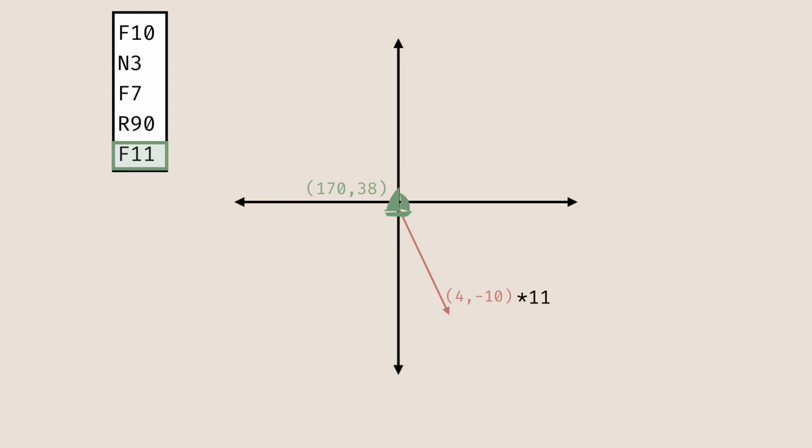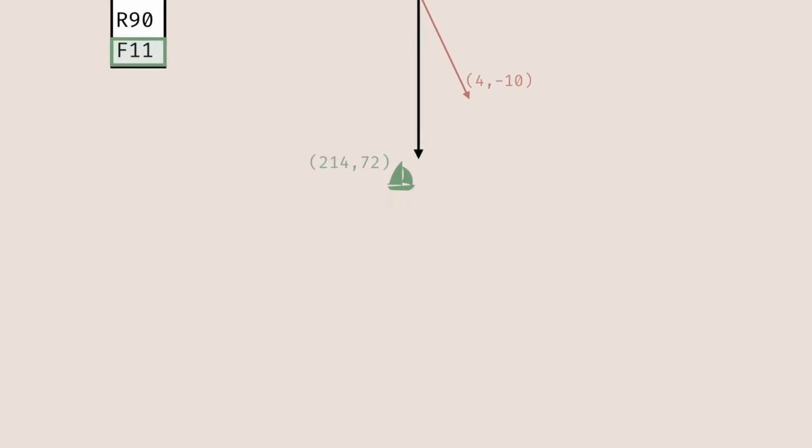So I can use the same rule as always. I would do this addition into my current location, and that gives my ship a final position of 214, 72. And like before, we would just want to take that information and add up their absolute values, and that would be my final result of 286.